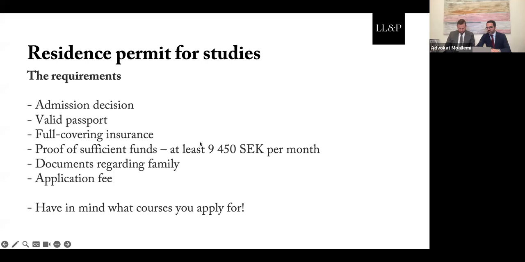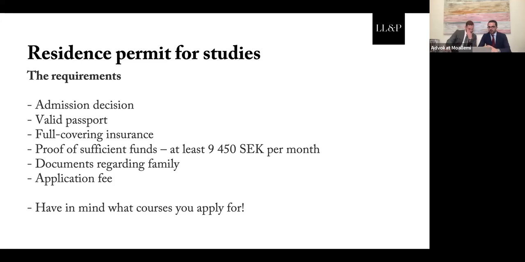In some cases, or in a lot of cases, you need to have full covering insurance. Some universities have insurance as well, and when you pay tuition, you get that as well. But if your university does not provide insurance, then you need to have this yourself.